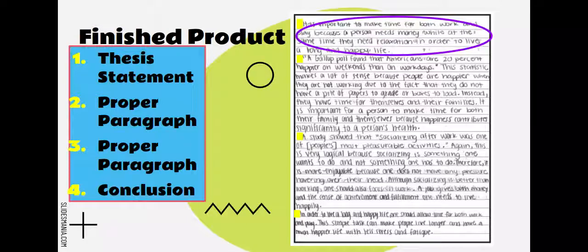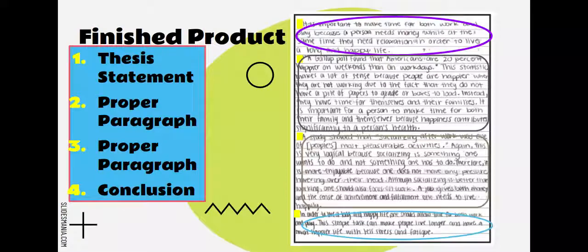You need to indent before the thesis statement, indent before your first proper paragraph, indent before your second proper paragraph, and indent before your conclusion. If your essay has all 4 of these parts and you pay attention to grammar, then you will score a 3 or a 4 and you will pass the essay portion of your STAAR test.